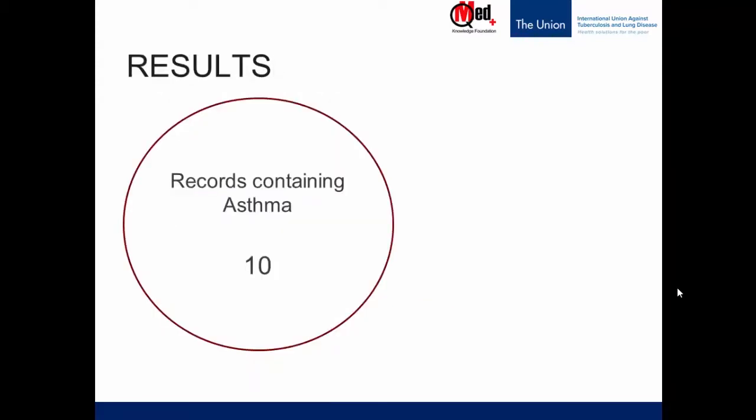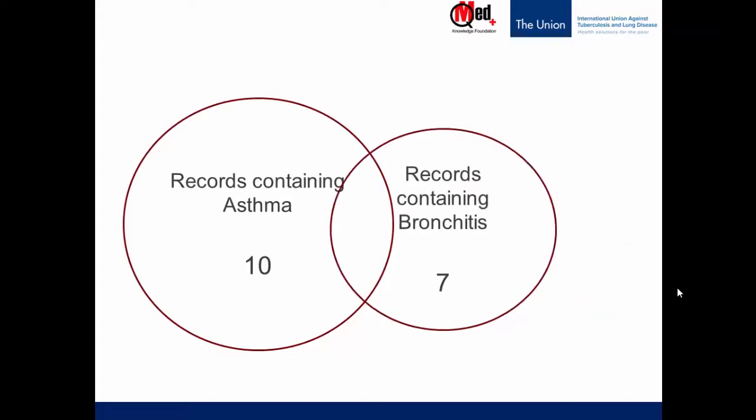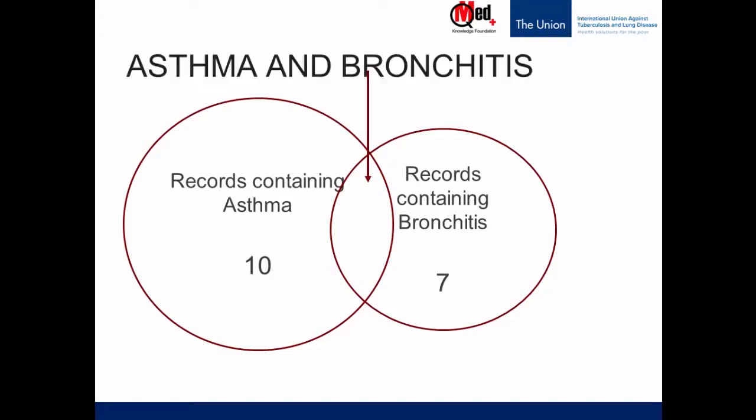Here, I'm putting a circle and saying 10 records contained asthma. I'm also putting a second circle saying 7 records contain bronchitis. If I show this picture this way, then the common area indicated by the arrow shows us results that would be about asthma and bronchitis.